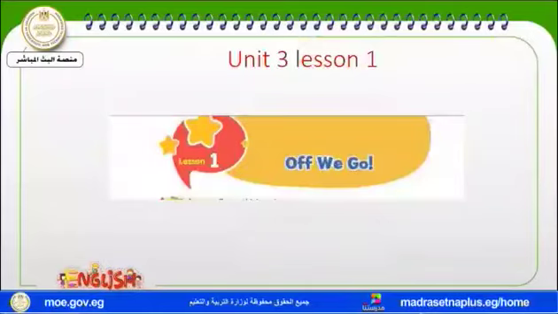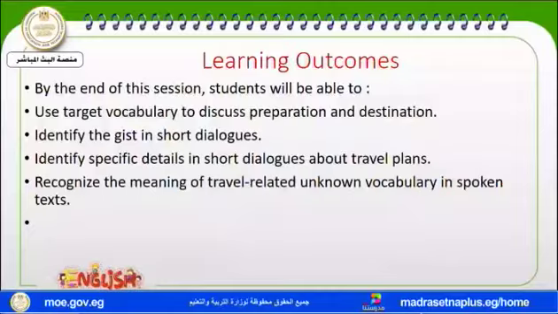But before we start our holiday, we are going to go through the learning outcomes of our lesson. By the end of our lesson, you will be able to use target vocabulary to discuss preparation and destination, identify the guests in short dialogues, identify specific details in short dialogues about travel plans, and finally, recognize the meaning of travel-related unknown vocab in spoken text. So we are going to listen, read, write, and learn some new vocab.